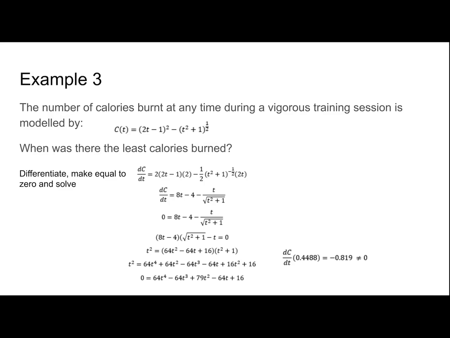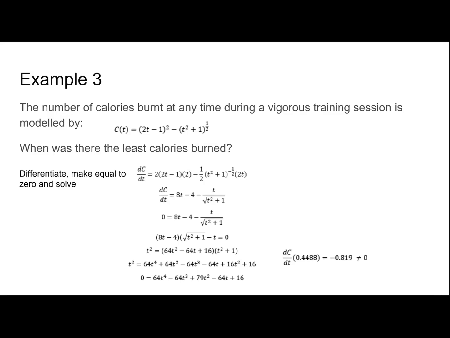So dc over dt, if we simplify everything, we'll get 8t minus 4 minus t over the square root of t squared plus 1. In this case, we can multiply everything by the square root of t squared plus 1, including the left-hand side, but 0 times anything is still 0, so the left-hand side remains 0.